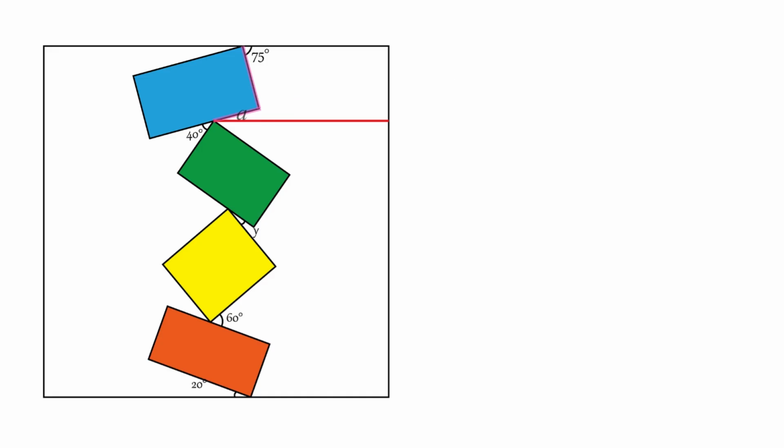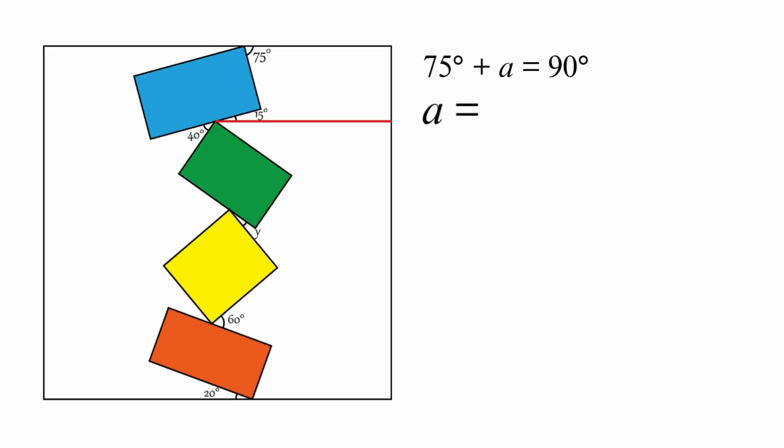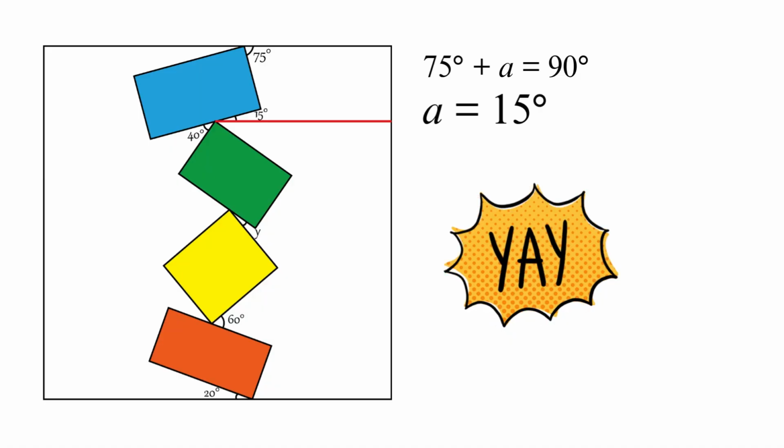By our zigzag rule, we set up this easy equation: 75 degrees plus a equals 90 degrees. And solving that quickly gives a equals 15 degrees. Just like that, we've found a crucial 15-degree angle between the blue rectangle and our red line.